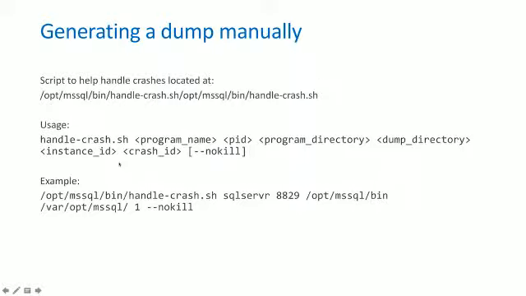So the usage of this is, there is a script called handle crash. In here you would specify the program name, the process ID, which is the process ID of the engine and not the parent itself, because that's the dump we want to generate for. Then the program directory, the dump directory of where you want to dump it, the instance ID, the crash ID, and whether you want to kill the process shortly after or not. And here's an example of what that might look like.